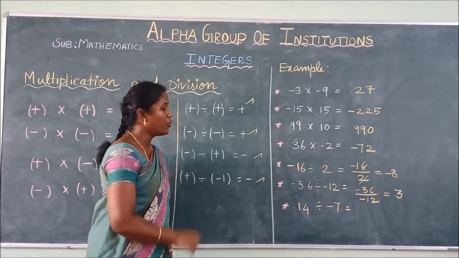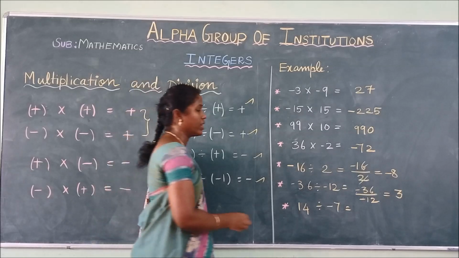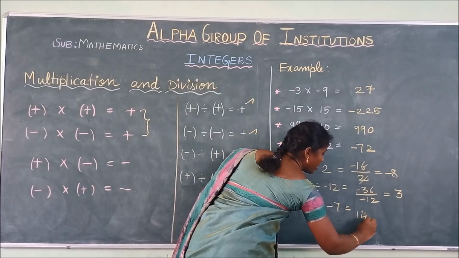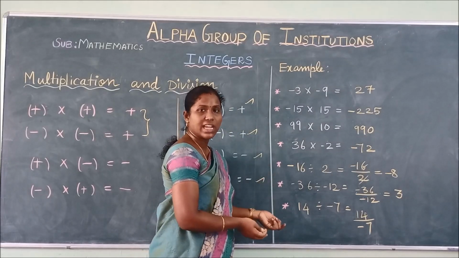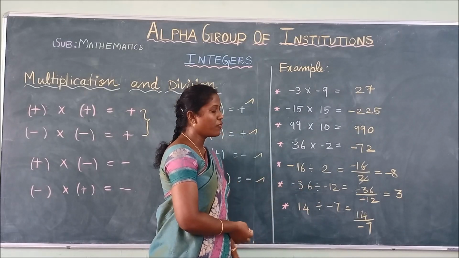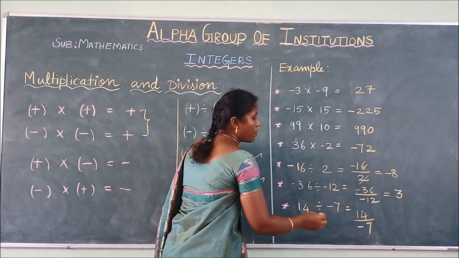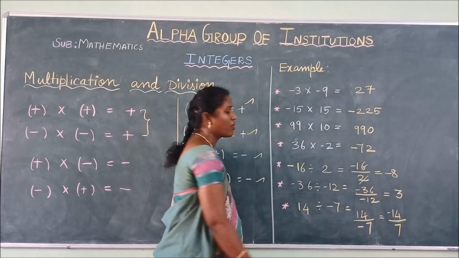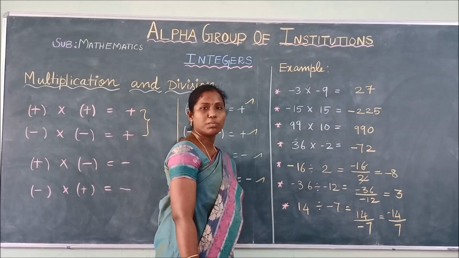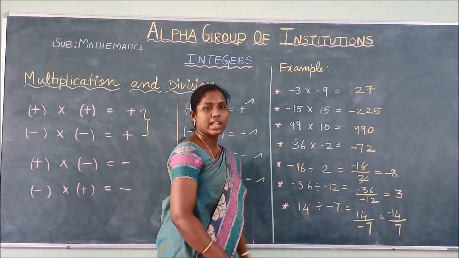The last example, 14 divided by minus 7. How do we write it? 14 divided by minus 7. If you want, you can change it into the standard form. What is the standard form of 14 by minus 7? It is minus 14 by 7. The standard form of 14 by minus 7 is minus 14 by 7. And you can divide directly also.